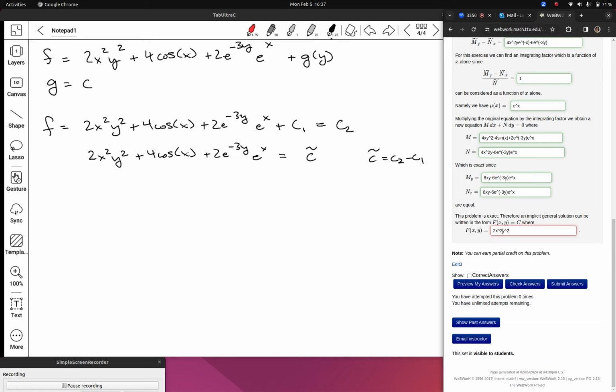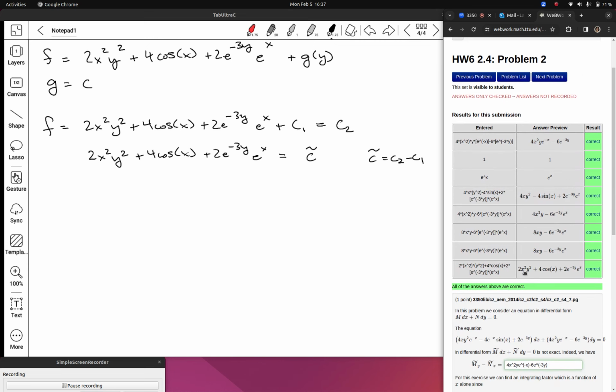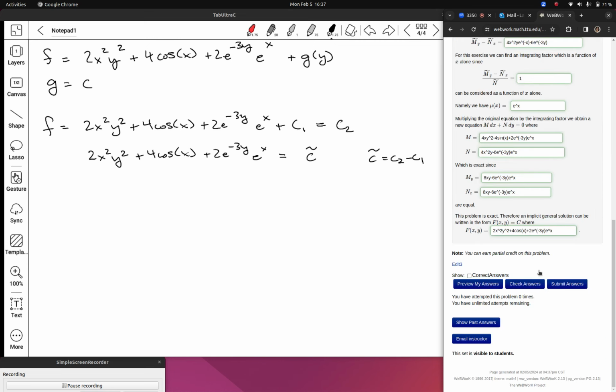Let's check if that's right or if I have to go back and check all my integrals. And it is right. So we solved the problem.